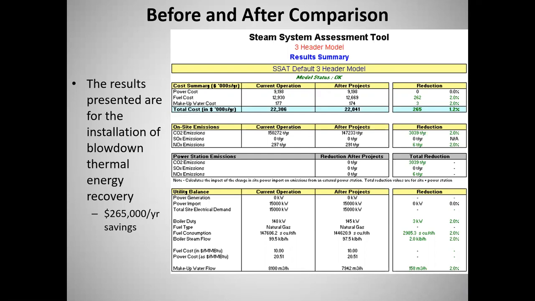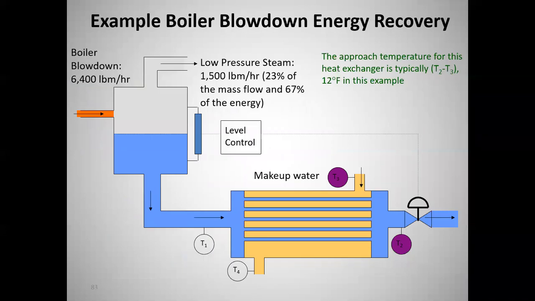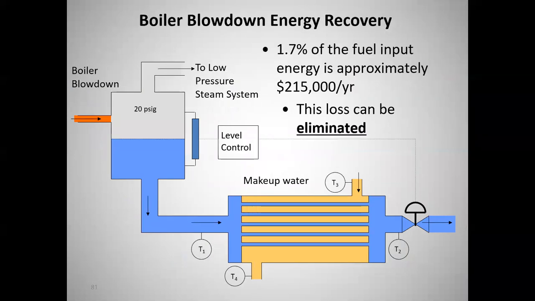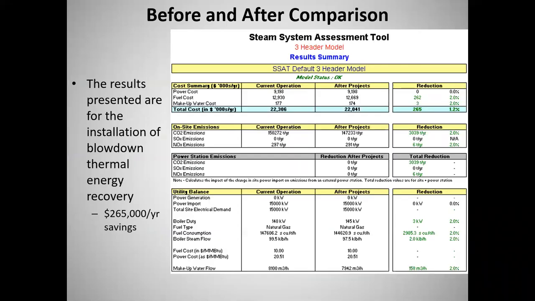Now, we ran the numbers on this last time, and I think we had come up with numbers like $215,000 a year as our estimate on recovering this flash steam and the heat exchanger. So we will then do it in the software, and lo and behold, the software says you're going to save $265,000. So it turns out it's even better than we had thought with our simple hand calculation.